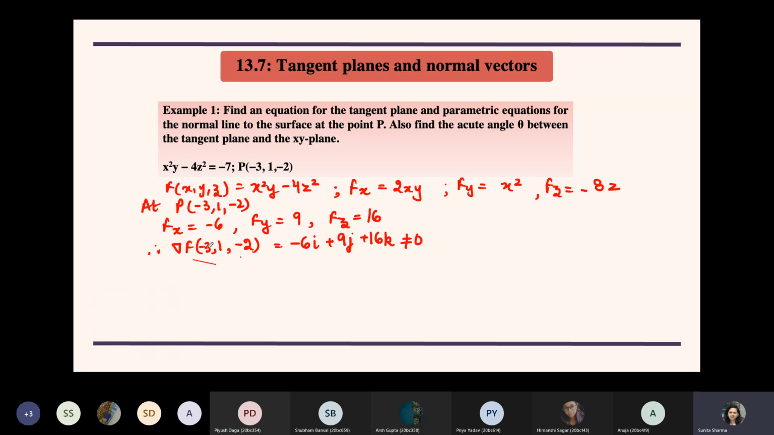Now, once we have found the gradient, the next thing is that we have to use the point normal form to find the equation of the plane. Okay, so the equation of the plane. Now that is given by, if you remember the equation, fx into x minus x naught. So minus 6 into x minus of minus 3. Then you have plus 9 times y minus 1 plus 16 times z plus 2 equals 0.